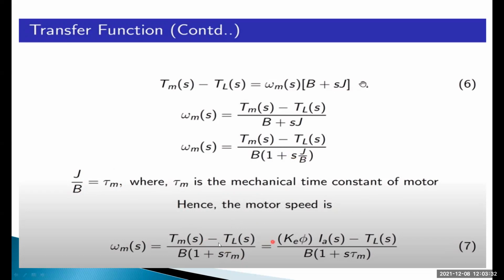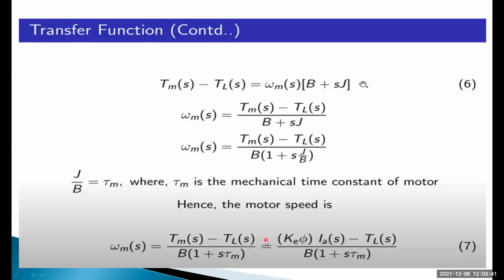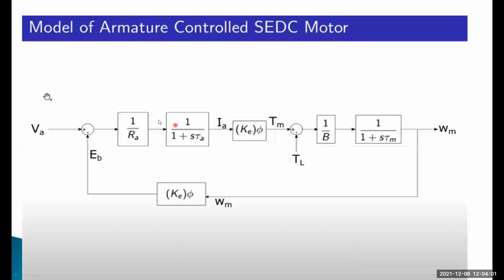And what is Tm of S? It is nothing but the motor torque. Substitute this equation: Tm of S is equal to K into pi into I of S minus TL of S, divided by B plus 1 plus S into Tm. Understood? By applying the Laplace transform, you will get the speed equation: omega m of S is equal to K into pi into I of S minus TL of S, divided by B plus 1 plus S into Tm. And this is called the model of the armature controlled separately excited DC motor.